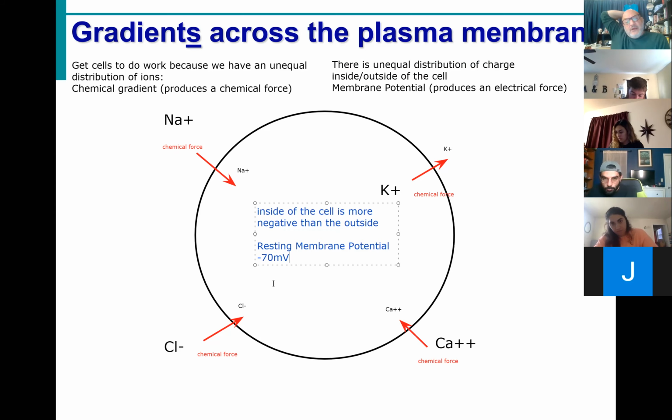Now, this is a negative charge. And as we know, anybody who's played with magnets before, do positive things like negative things, or do negative things like other negative things? Positive like negative. Excellent.